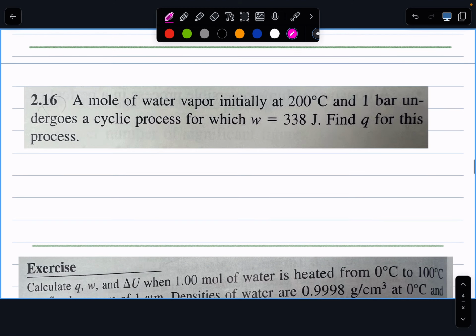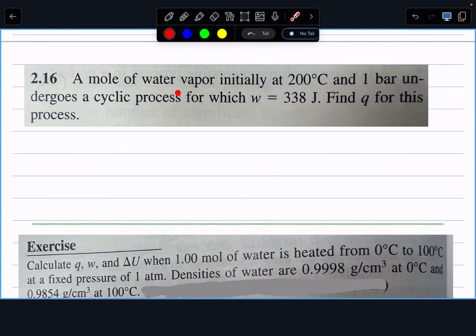if we only know one of it. So for example, in this problem, we're seeing a mole of water vapor initially at 200 degrees and 1 bar undergoes a cyclic process for which work equals 338 joule. So how can you find out the heat for this process? This is one of the examples using what we just learned. We know that ΔU equals 0 for a cyclic process.